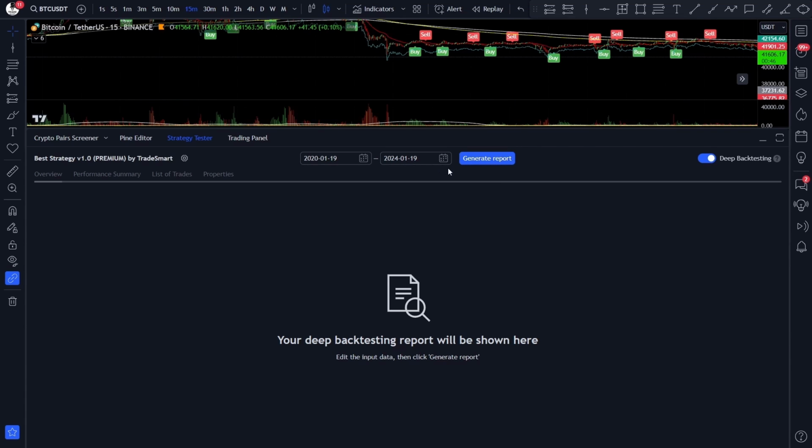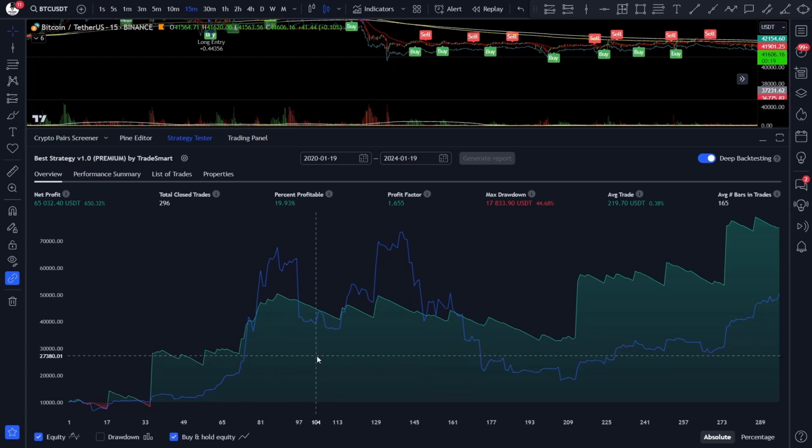First, the 15-minute. As you can see, with a non-compounding position sizing, this strategy still outperforms the Bitcoin buy and hold, which is this blue line. We have almost 300 trades with a 650% net profit, with 1.6 profit factor, and with a pretty high 44% max drawdown. You can decrease this value by decreasing the position sizing size, so you can change it from 4% per trade to 2 or 1%.